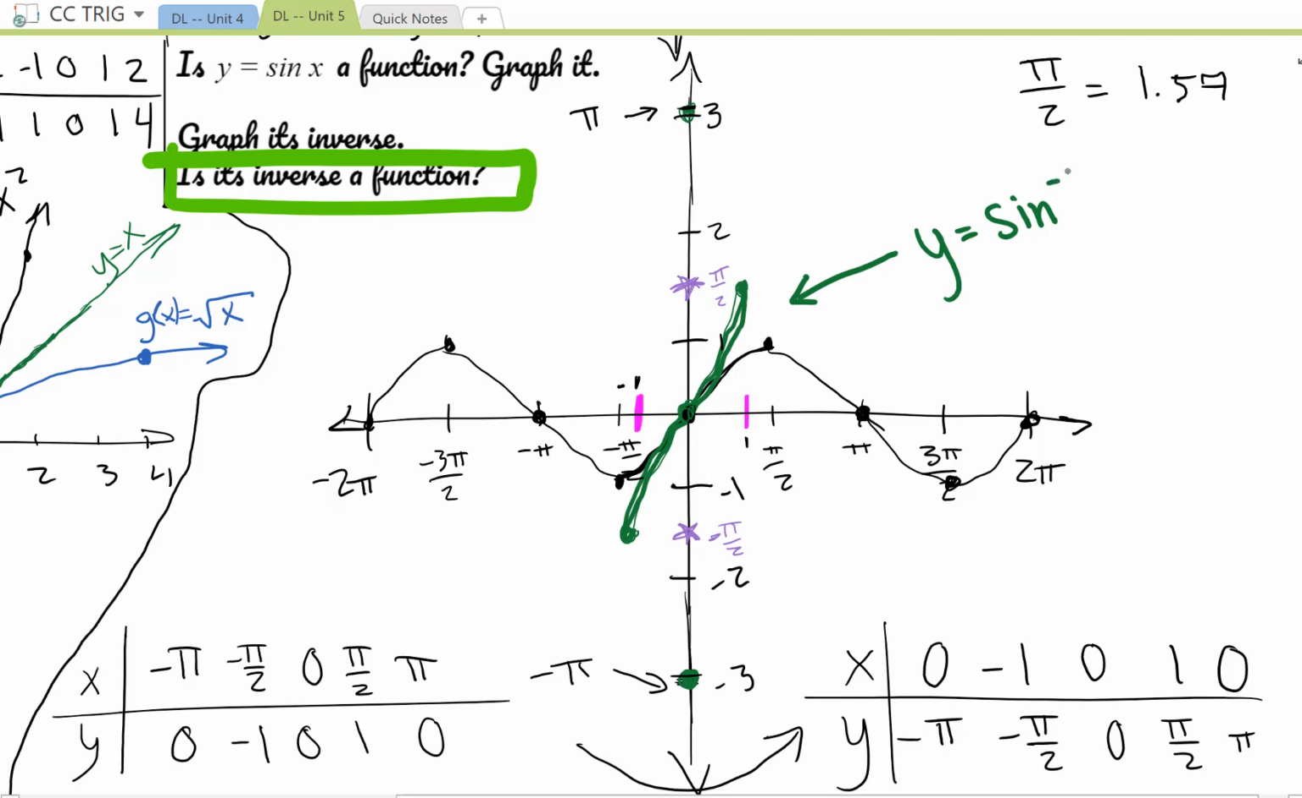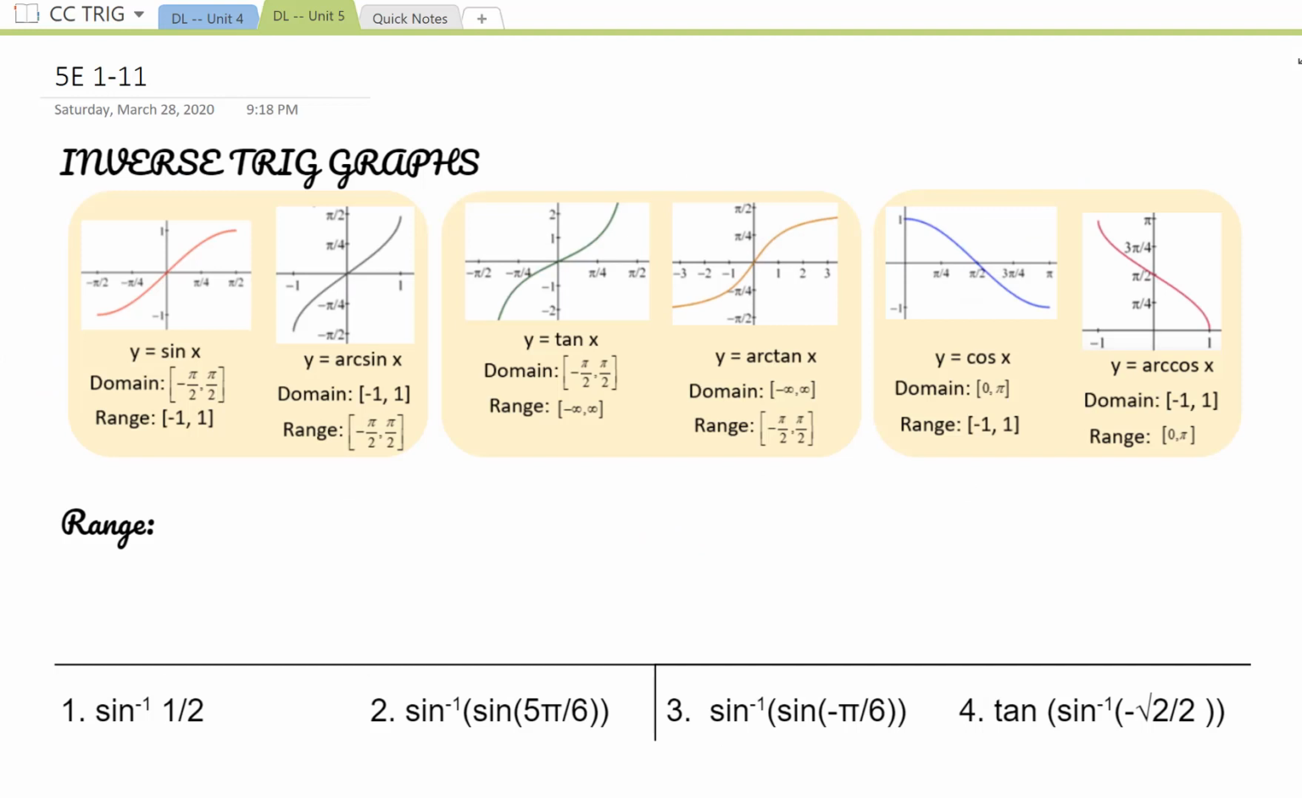Remember, the notation that we use for inverse is to the negative 1. That does not mean reciprocal, okay? That does not mean 1 over sine. This is just the notation for inverse. Y equals sine x. This is the little sliver that they took, and that's what they reflected.